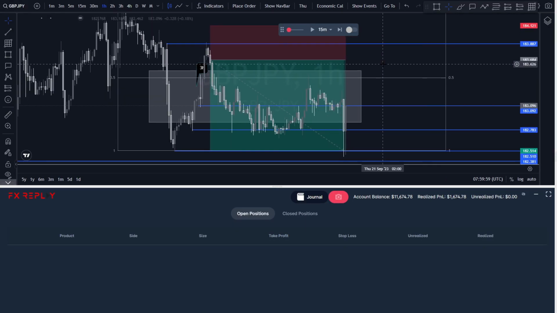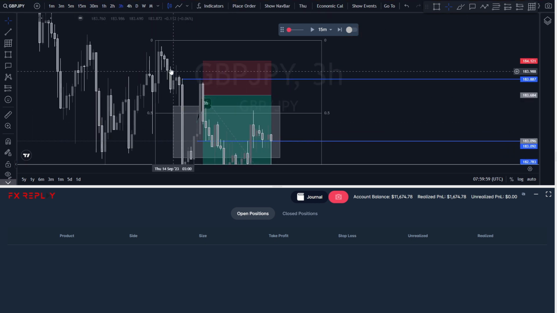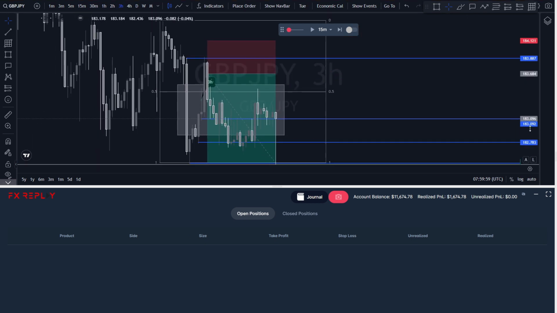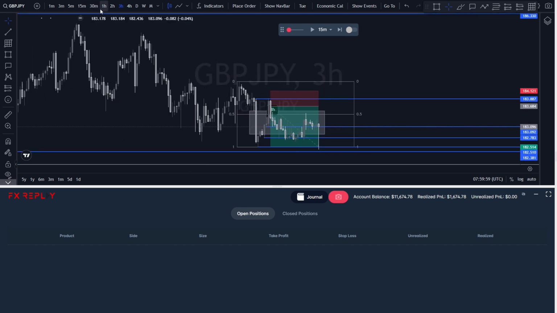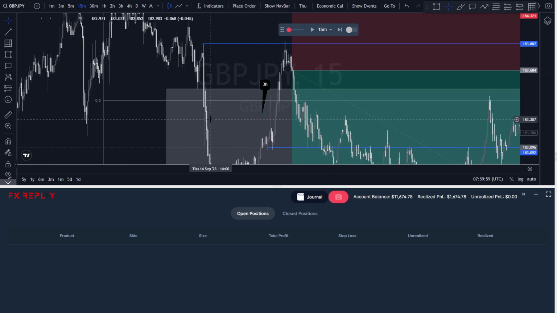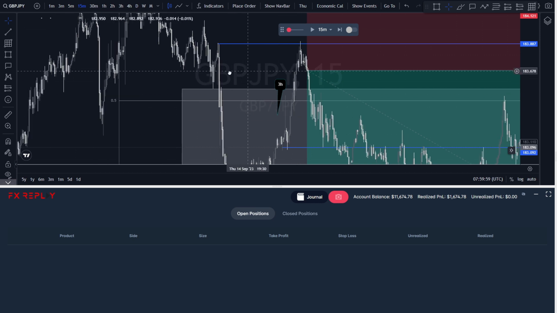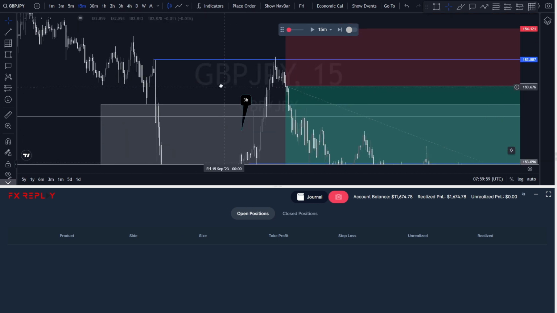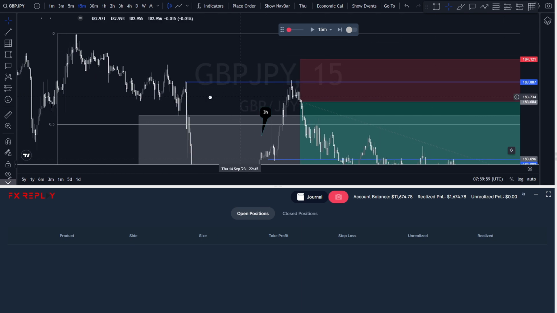The reasons why I entered were this 3-hour fair value gap to the downside right here. Equilibrium from the swing high to the swing low, since we're in a downtrend right now. And I scaled into the lower time frame to look for a breaker structure that fit with the equilibrium and the fair value gap. But then price just went higher and higher, and so I thought, okay, looks like it's going for this area of liquidity.